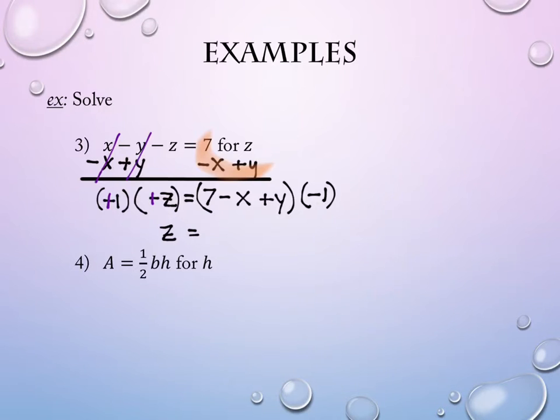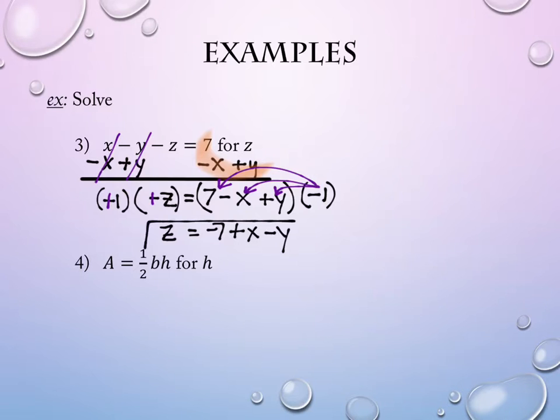And then on the right-hand side, I need to distribute this negative to each individual piece. And in particular, what that means is all my signs change, right? So instead of a 7, I now have a -7. Instead of subtracting an x, I have addition of x. Instead of adding a y, I have a subtraction of y.